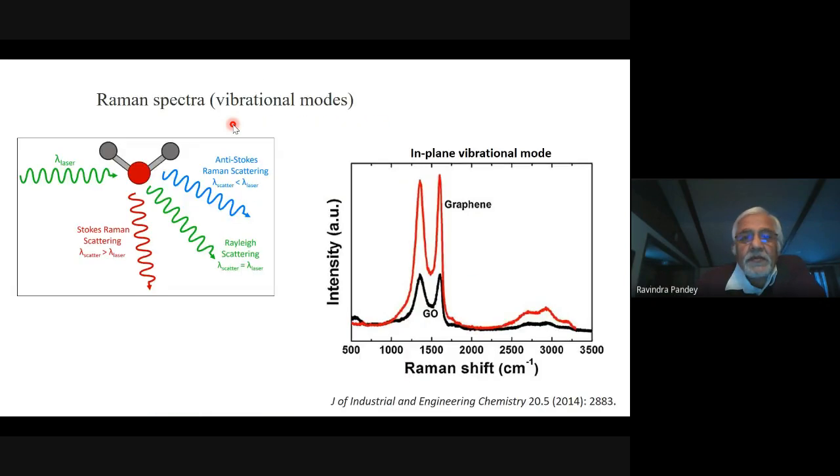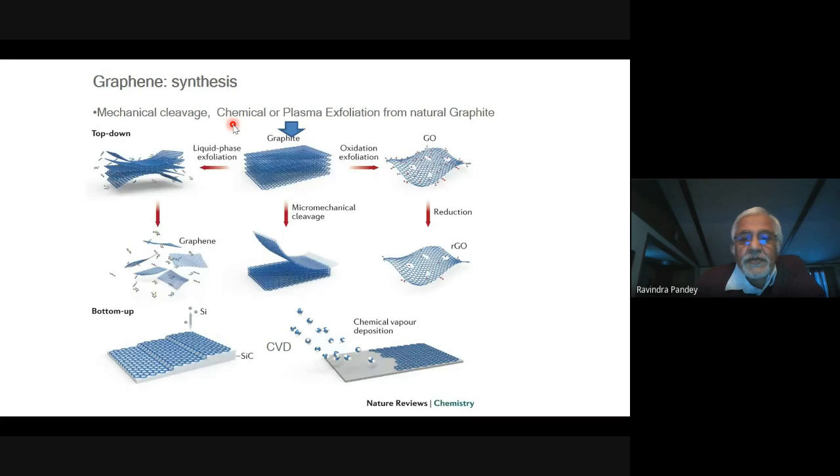But before, let me show you some of the cartoons to synthesize the material. As we know, the Nobel Prize was given to a group in Manchester, UK, for mechanical cleavage. Simply you take the Scotch tape on graphite and peel it. But again, you have bottom-up approaches, especially coming from chemical vapor deposition. We can definitely deposit carbon atom by atom and form a graphene sheet.